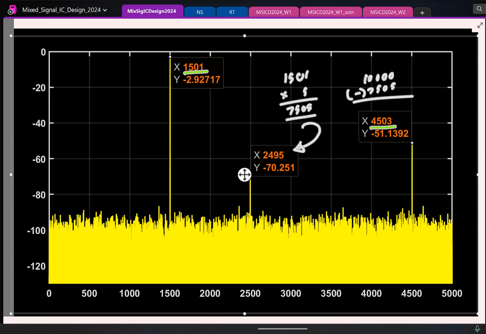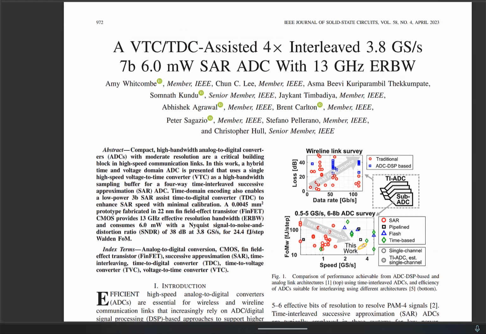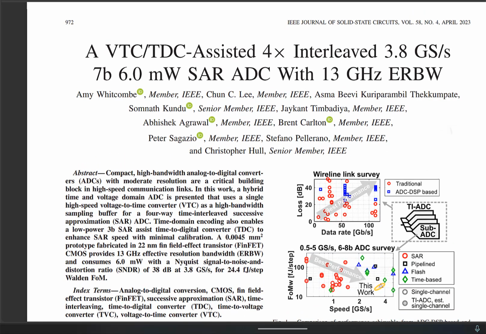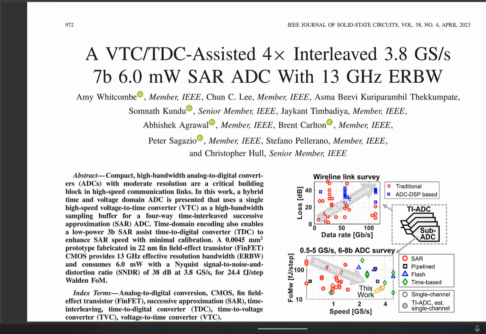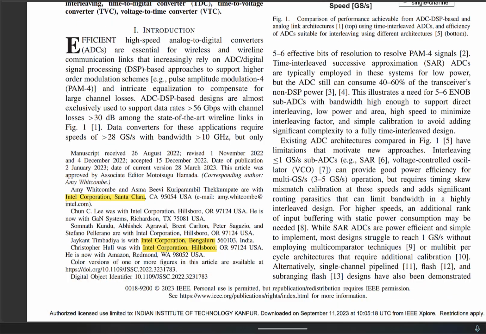Okay, so I'll maybe show one example from a paper. This is a paper from last year, from the Journal of Solid State Circuits, which is where all the best chip design works are reported. The title might not make any sense to you right now, but before mid-semester you will be able to understand everything in this. This is by the way from Intel, both from Intel US and Indian teams. I just want you to focus on the spectrum.